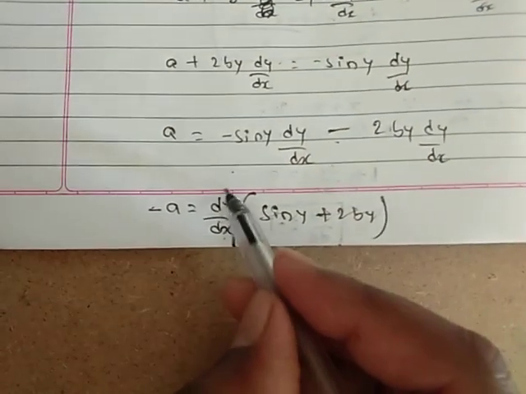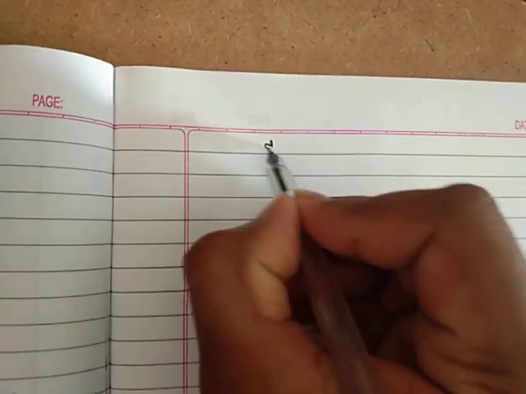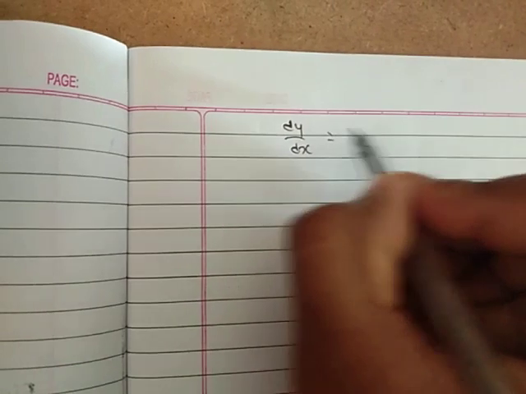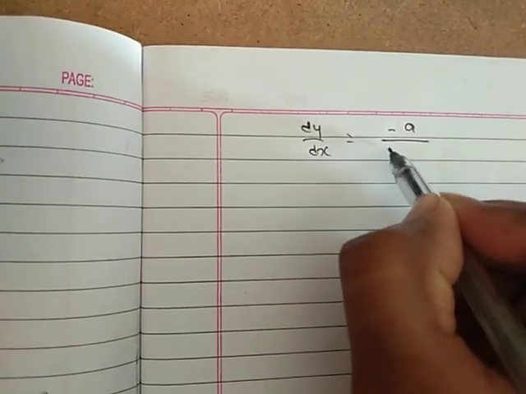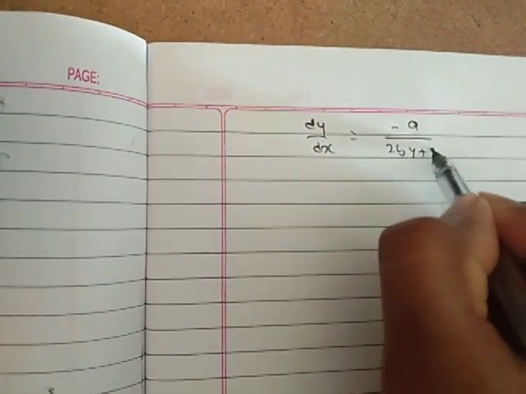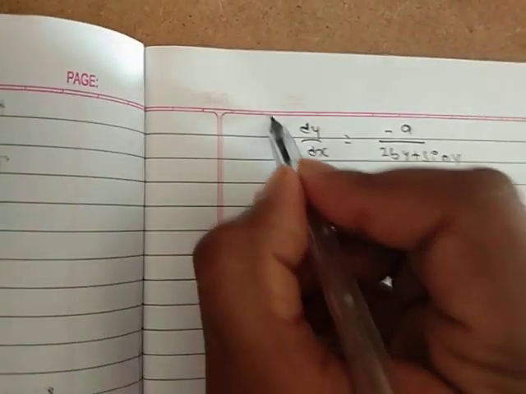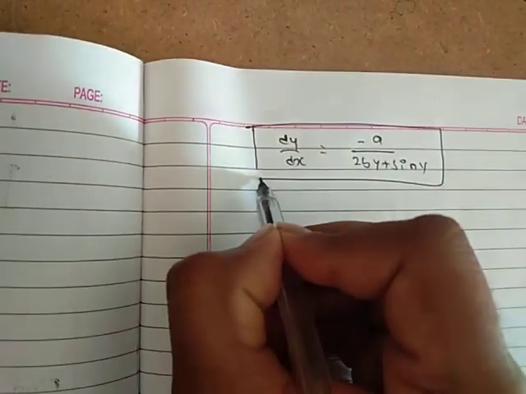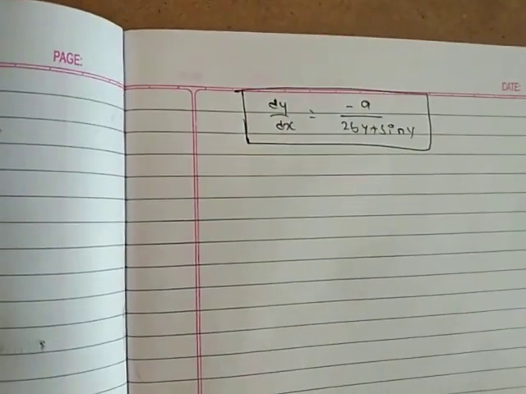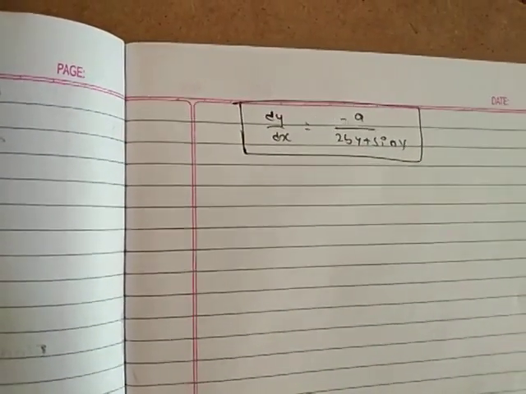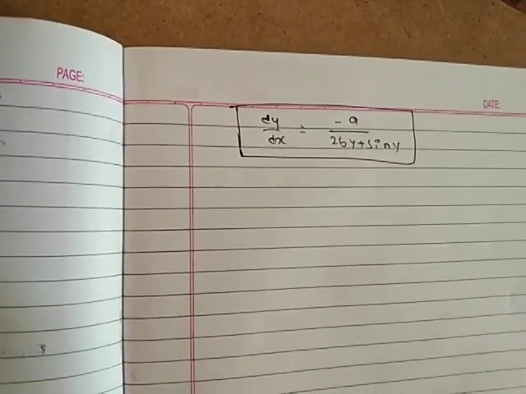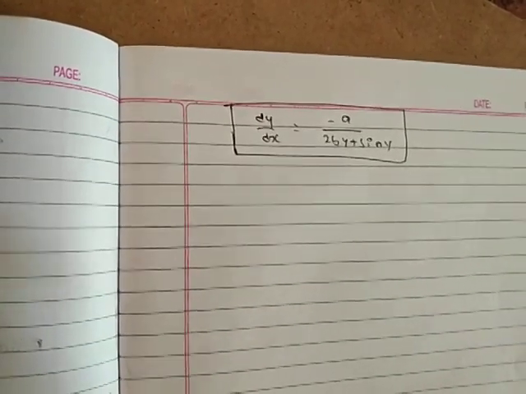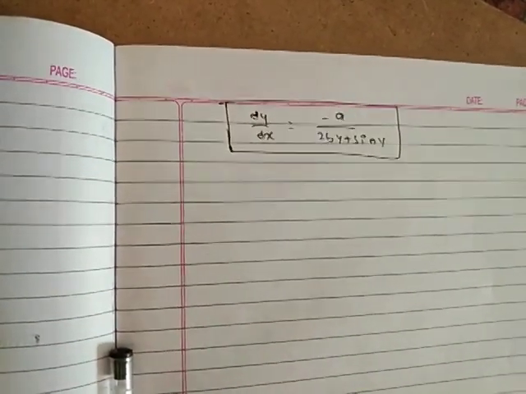We just need to find the value of dy by dx, so the required answer is dy by dx is equal to minus a divided by 2by plus sin y, the required differentiation of ax plus by square is equal to cos y. This is a very important problem for 1 mark as well as 2 mark questions. So pause the video to note it down.